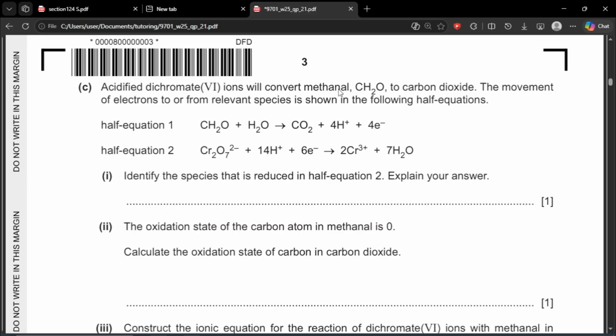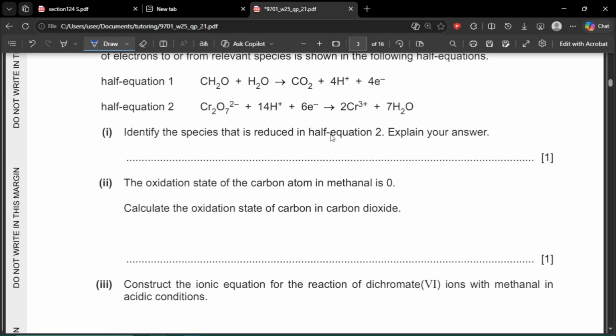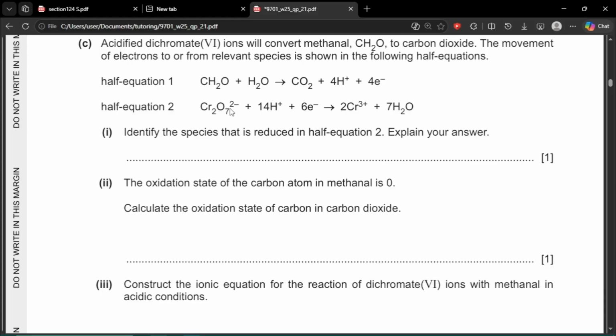Acidified dichromate will convert methanol to carbon dioxide. Okay, interesting. The movement of electrons to or from relevant species is shown in the following half equations. Identify the species that is reduced in half equation 2. Let's look at half equation 2. You basically have dichromate ions here and you have chromium ions here. So I think the best thing that we should do is compare these two, because they're the unique ones. In my opinion, when you see these type of questions, normally they want you to compare the unique ones, or you could go for an easy route. Now let me go with the harder route, and the safer route here.